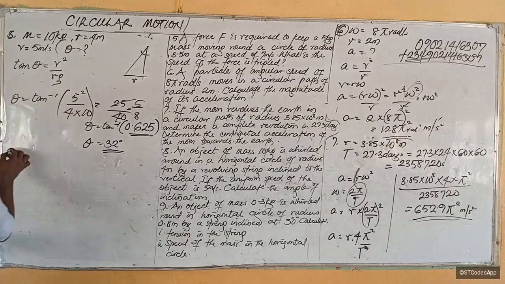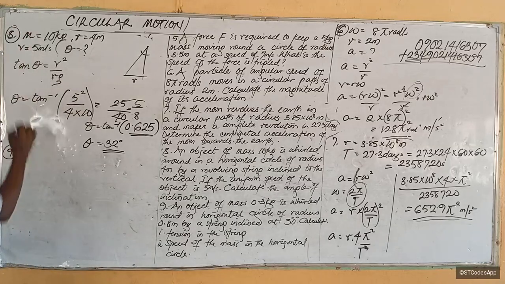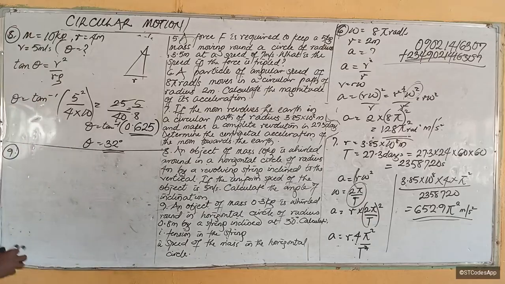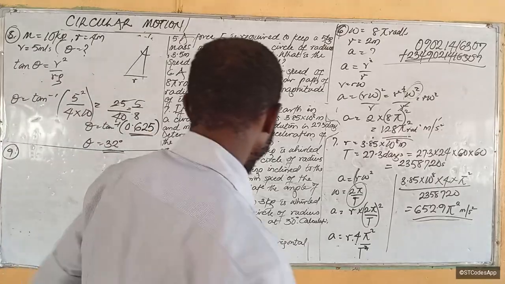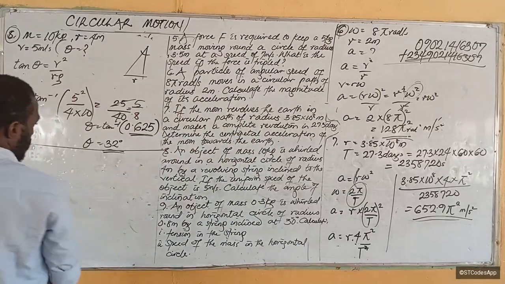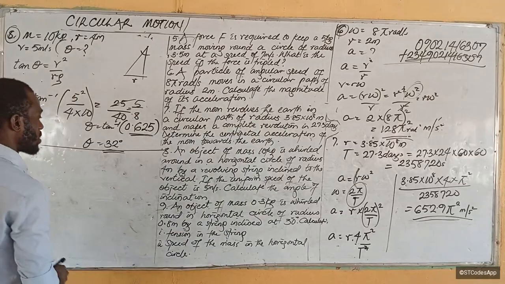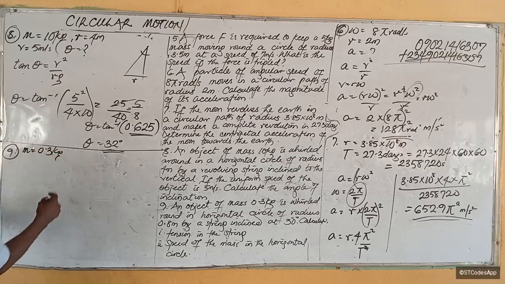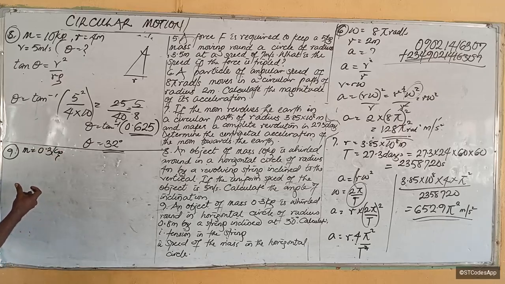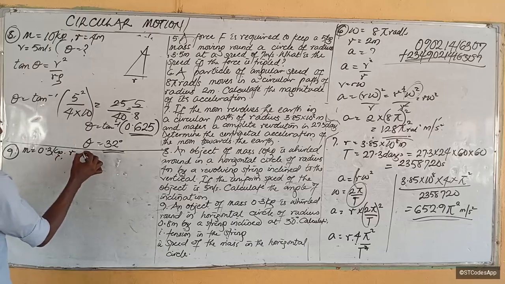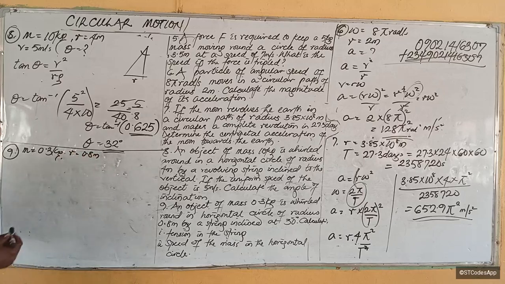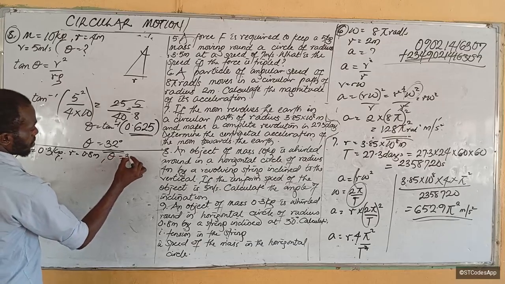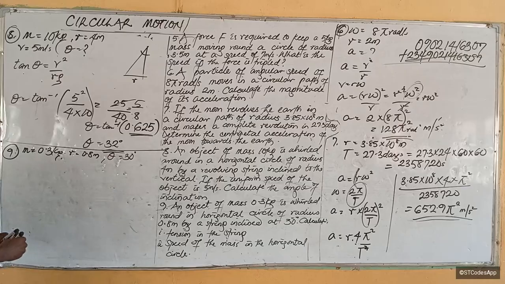The next one, number 9. Let's solve number 9 here. Number 9 says that an object of mass 0.3 kg is whirled round in a horizontal circle of radius 0.8 meters by a string inclined at 30 degrees, so we have theta is 30 degrees. Calculate the tension in the string.